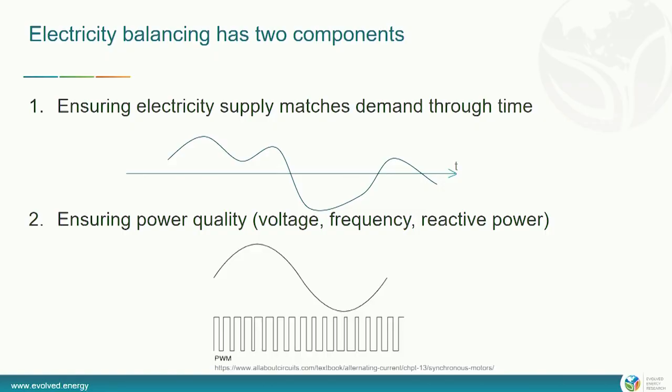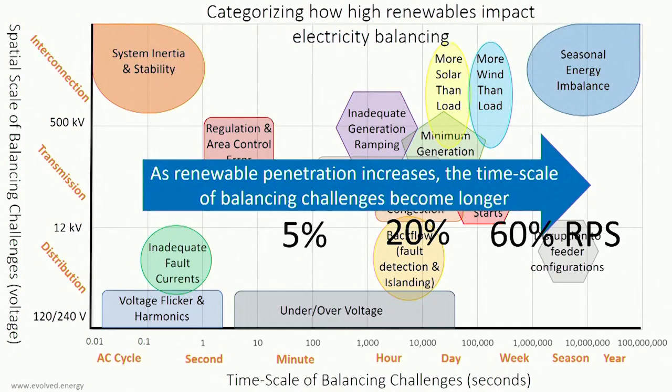As I said, electricity balancing is matching supply and demand through time. It's also power quality, but I'm really going to focus on the first one here. So how do we go about doing that? Energy storage is an obvious answer, right? You charge when there's excess, and then you discharge when there isn't enough. That's sort of the simplest way of describing it. It's sort of the simplest concept.